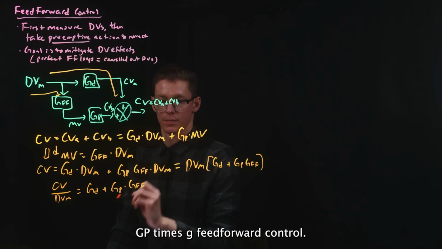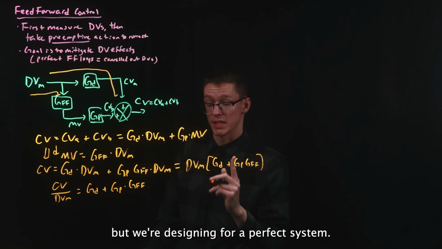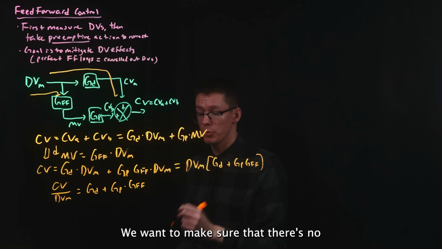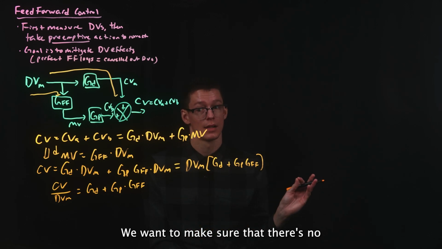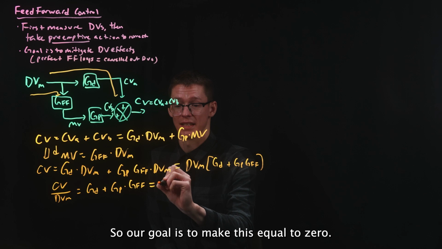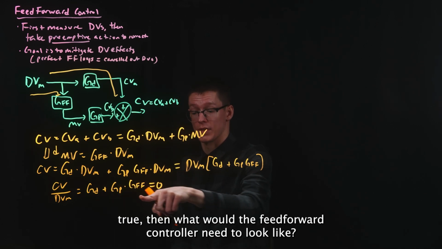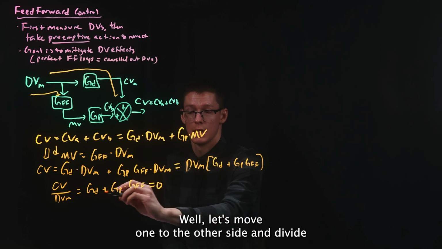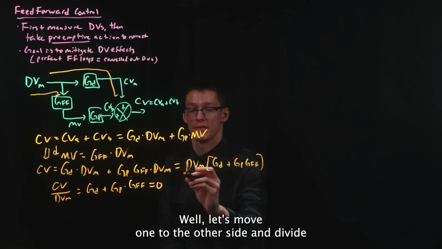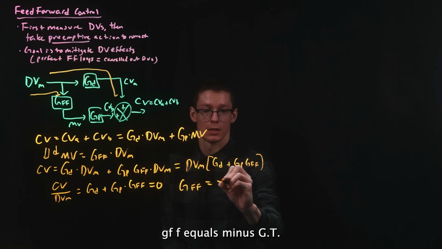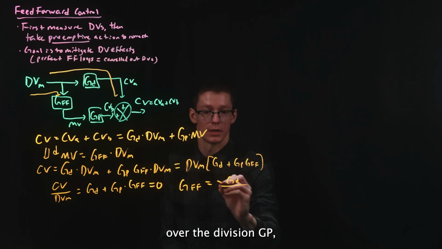Great. But we're designing for a perfect system. So the goal is that there is no effective change in this. We want to make sure that we eliminate the disturbance effectively. So our goal is to make this equal to 0. Now, if that's true, then what would the feed-forward controller need to look like? Well, let's move GD to the other side and divide. GFF equals minus GD over GP.